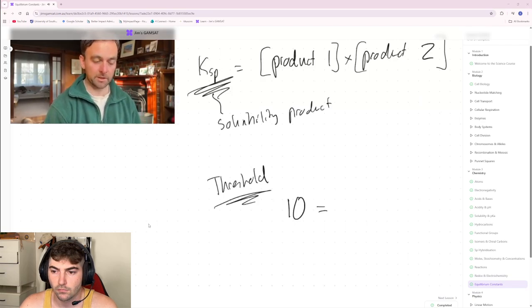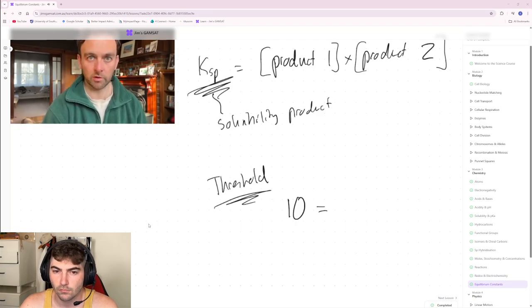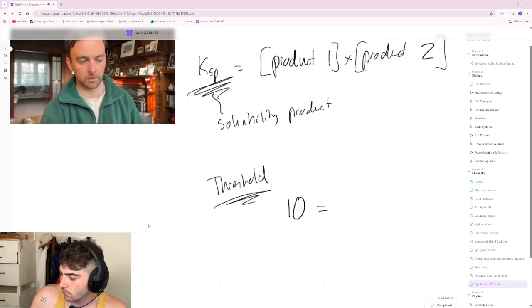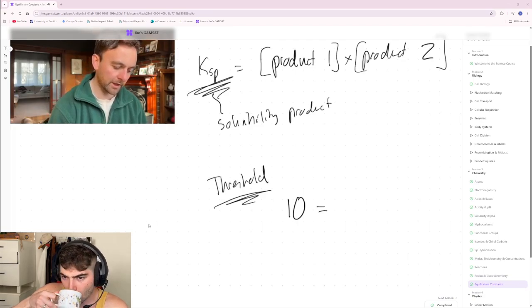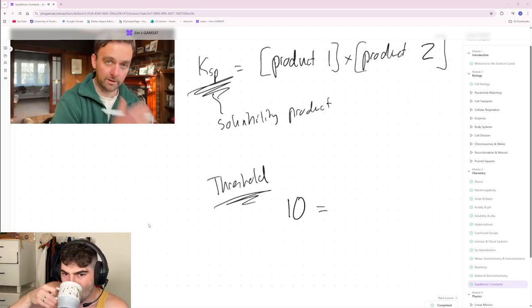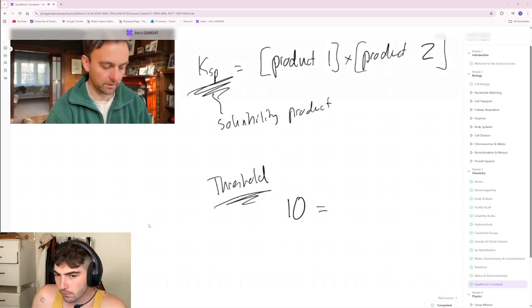What that precipitate is, basically, if you imagine you put a heap of salt or a heap of sugar into water and stir it around, it'll probably all dissolve. But if you put too much sugar in, it won't all be able to dissolve. So that solid that accumulates in a solution, that's called precipitate. And as long as we're under that threshold, we will have none of that forming.